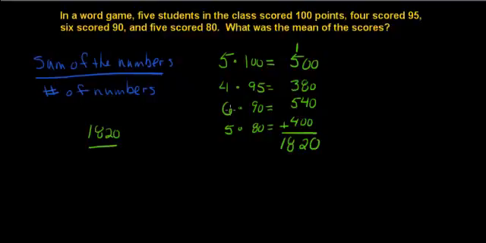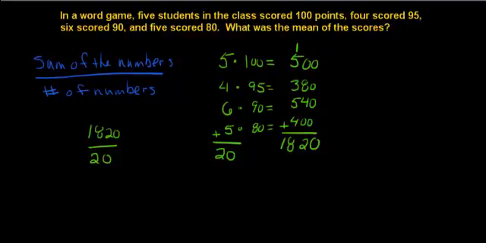Well, that's the number of students, and that was what we had over here. So we have to actually total this up as well. Again, I had 5 and 5, that's 10. 4 and 6, that's 10 more. So I had a total of 20 students. So the sum of the numbers was 1,820. I had a total of 20 students, so now I need to divide that.